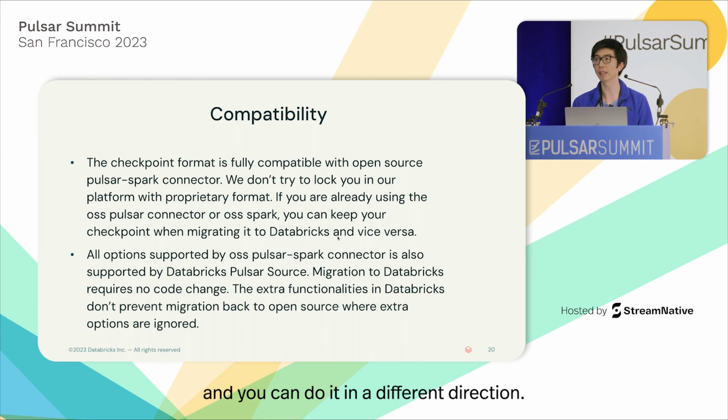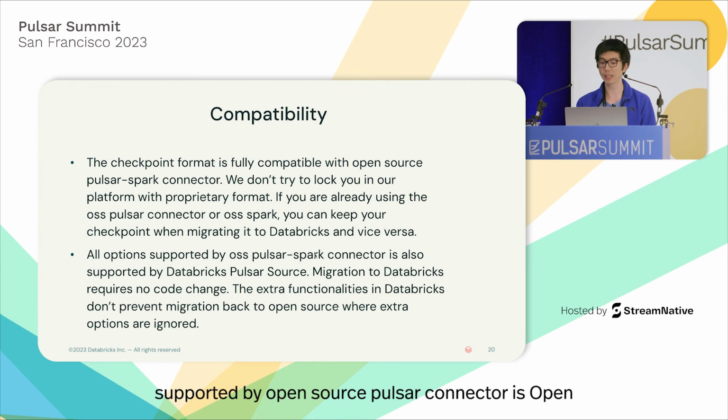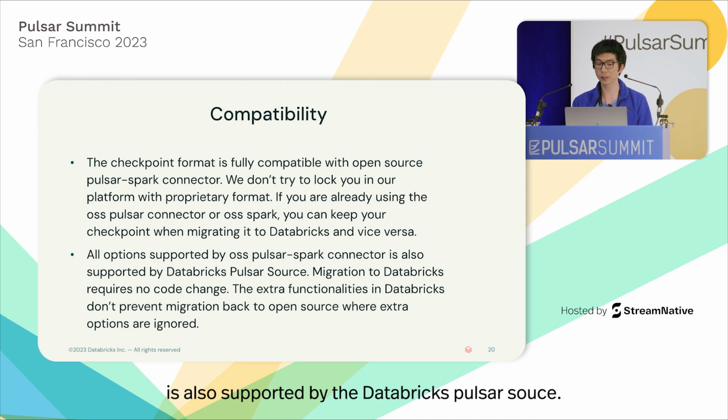And you can do it in the other direction. You can keep your checkpoint in Databricks and then migrate back to open source Spark and the open source connector. You won't experience any data loss because of that. It also saves you a lot of compute resources, because you don't start the computation from scratch; you keep the old checkpoint. You keep the checkpoint, you keep the data, you save the cost. And then all the options supported by the open source Pulsar connector are also supported by the Databricks Pulsar source.